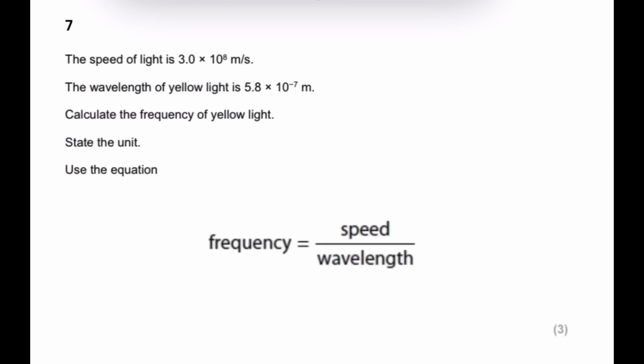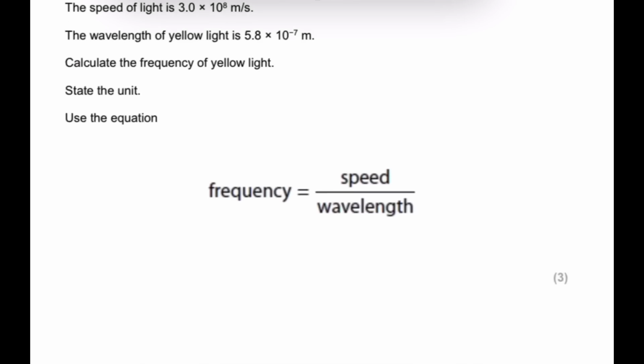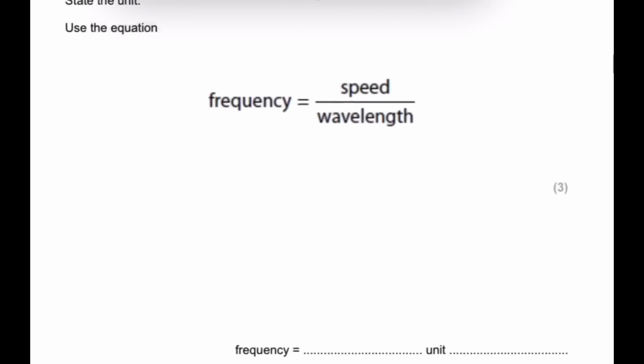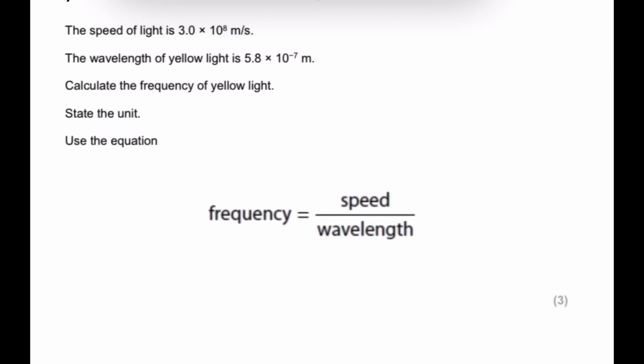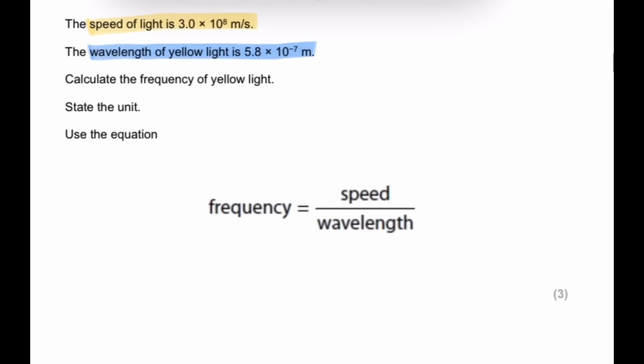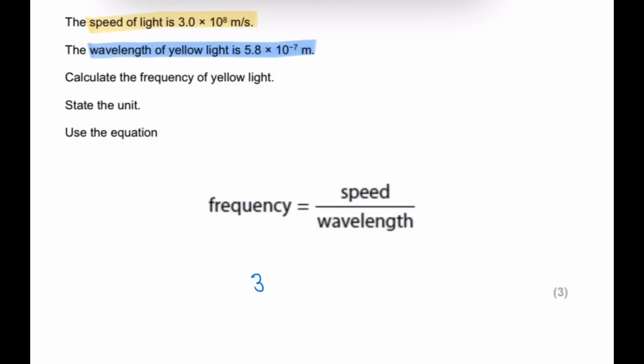Question number 7. The speed of light is 3 times 10 to the power of 8. The wavelength of yellow light is, as said, calculate the frequency of yellow light. State the unit. So frequency is the speed over the wavelength. So what you're going to do is plug in the numbers. We have the speed, and then we also have the wavelength. So simply put them in the equation, and you can easily get the answer.